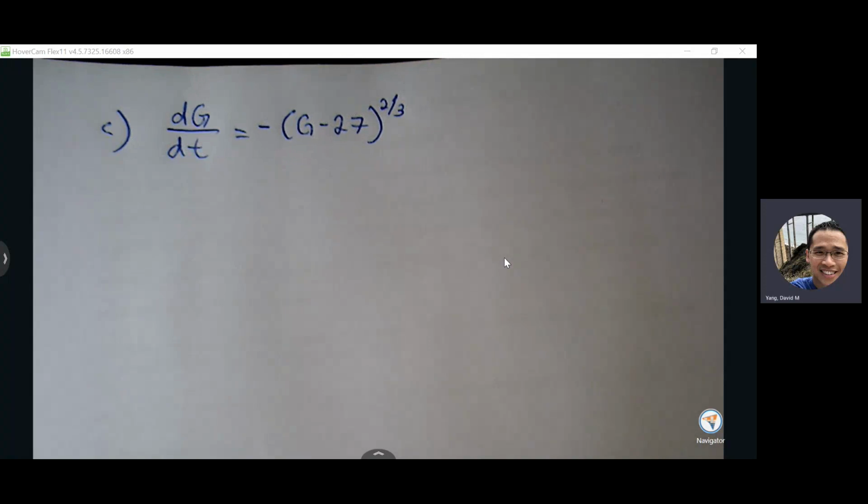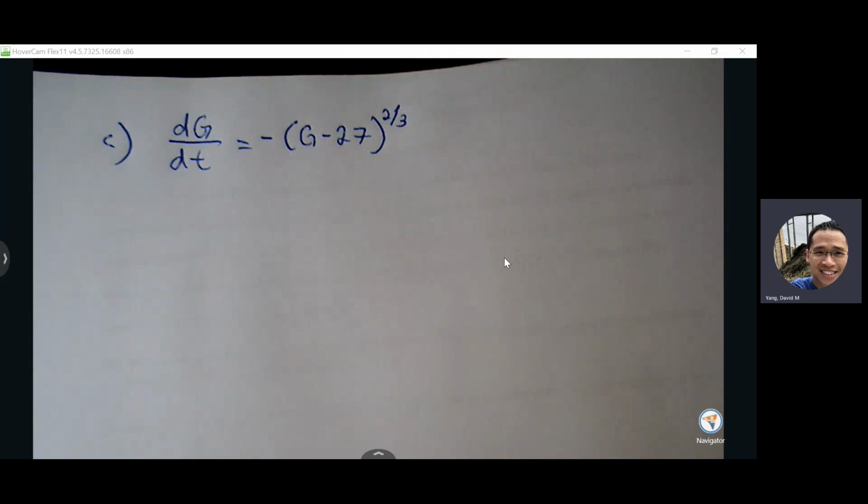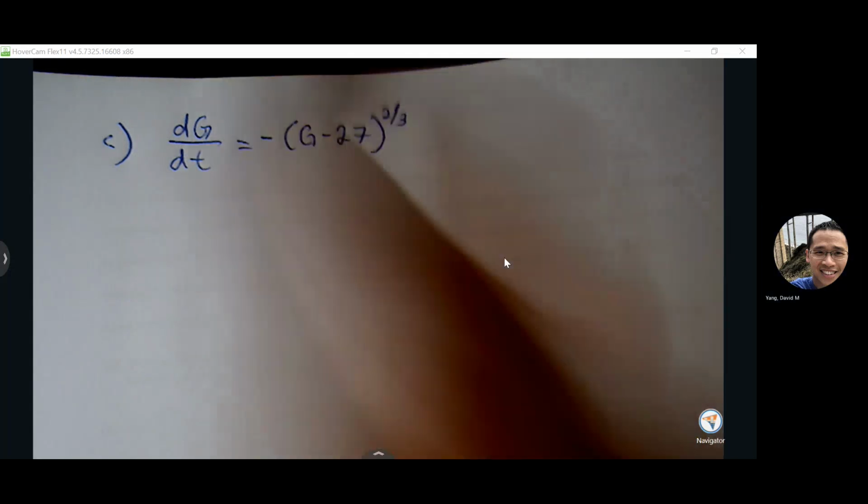So we don't see X's and Y's. We see T and G. So T, we'll treat it like what? Like X, and G we'll treat as if we're looking at Y, right? So, okay, first things first, let's cross multiply.